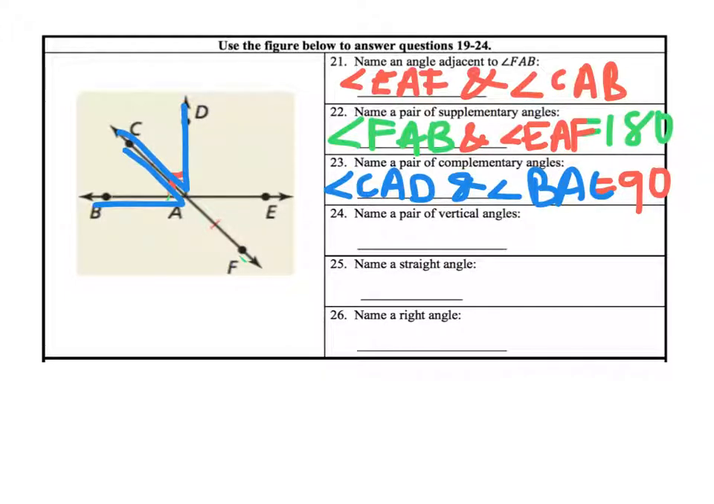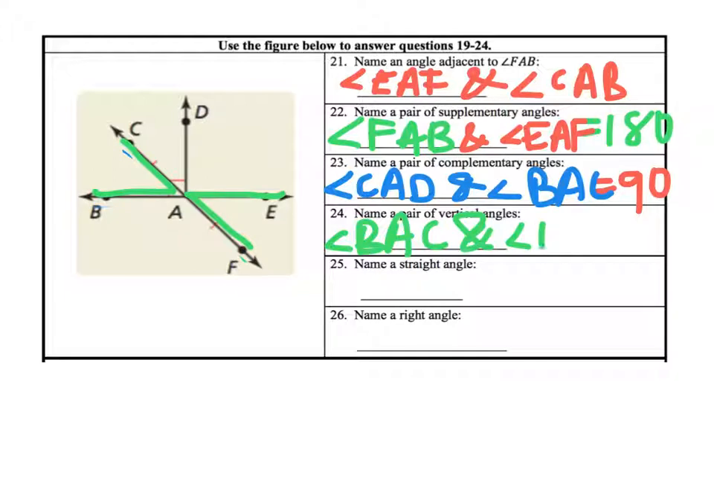My next one says name a pair of vertical angles. Remember, your vertical angles are kissing V's. They should form V's and straight lines. Let's use this angle here. I see angle BAC and this one here, angle EAF. You do have another pair you could write. You could do this one here, CAE, and angle BAF. Those would work as well. Those are both vertical angles.